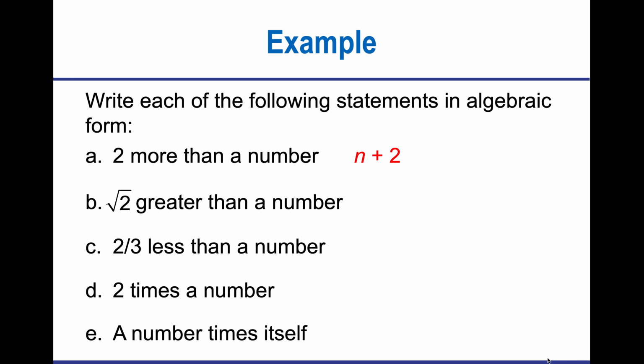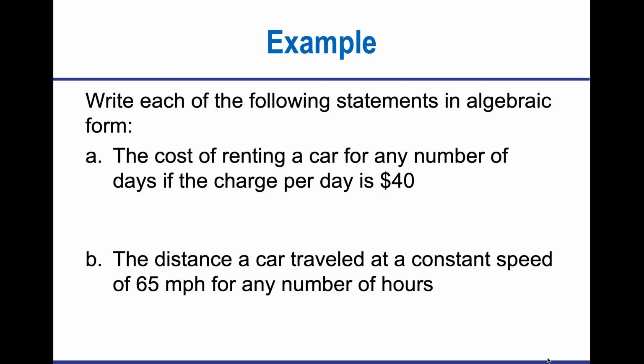2 more than a number would be the number plus 2. Square root of 2 greater than a number would be the number plus the square root of 2. 2/3 less than the number is going to be the number minus 2/3. 2 times the number would be 2n, and a number times itself would be n squared.